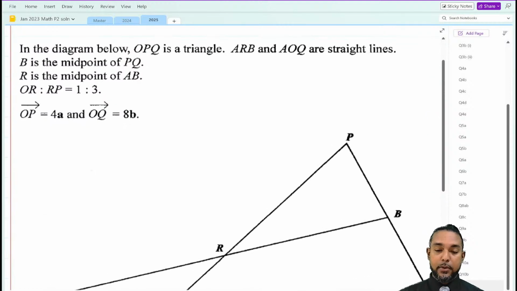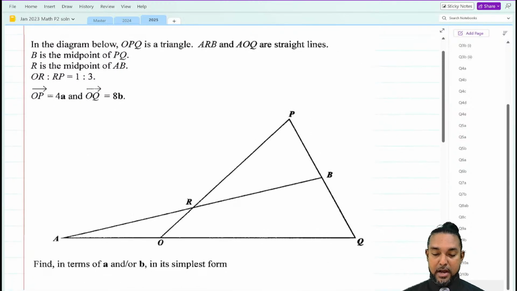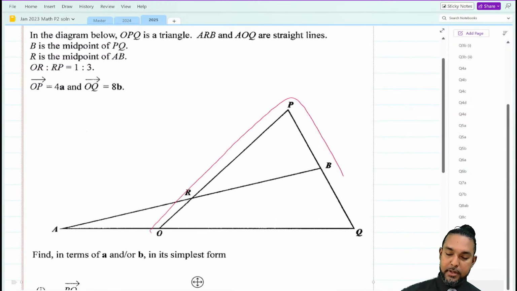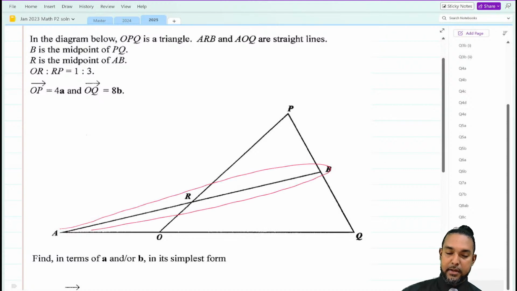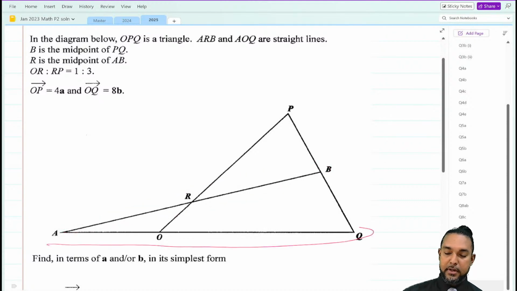Right. In the diagram below, OPQ is a triangle. ARB and AOQ are straight. So ARB is this line here, AOB this line here. Everybody okay across there?